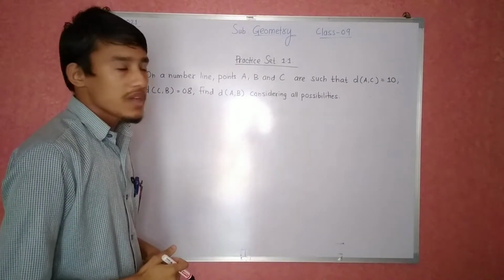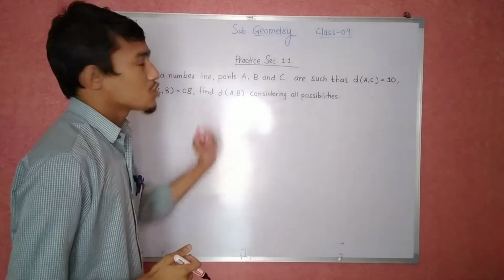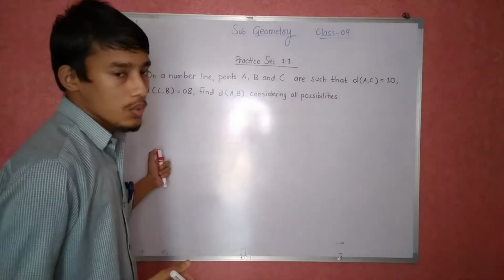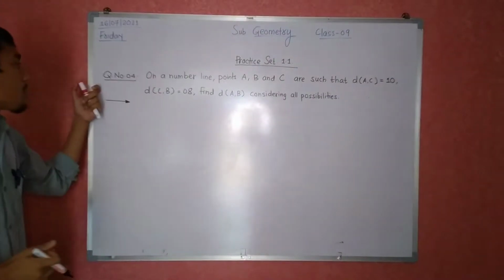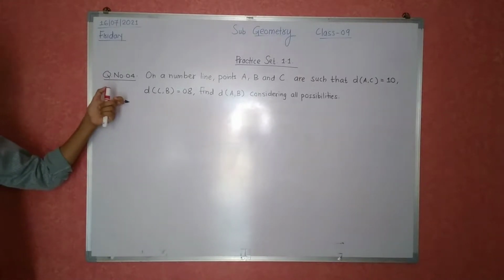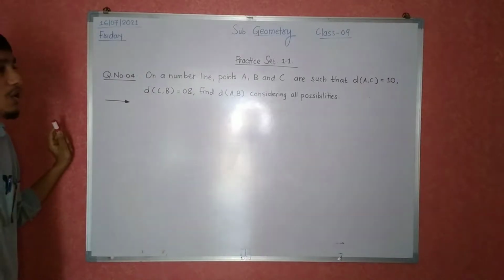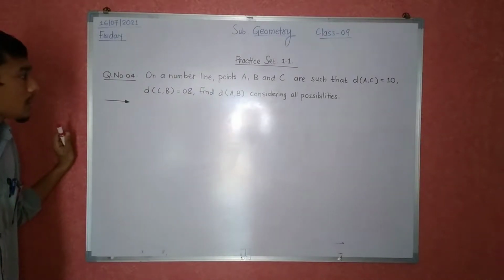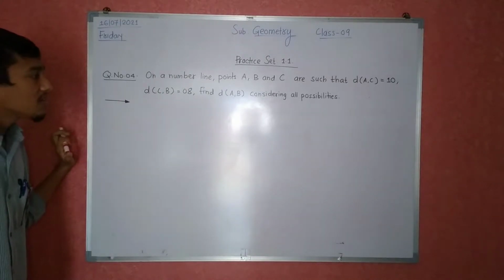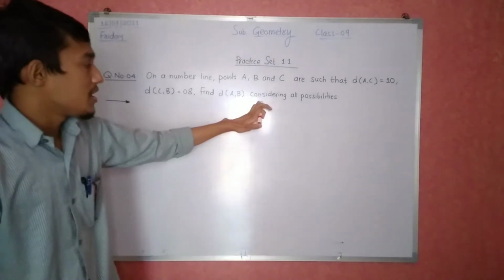We have studied the basics of geometry. Okay, so chapter number 1 of class 9 geometry. So we will solve some questions from the practice set 1.1. So the question number 4. The question is, on a number line, points A, B and C are such that D of AC is equal to 10, D of CB is equal to 8, and we have to find the value of D of AB, okay, considering all the possibilities.